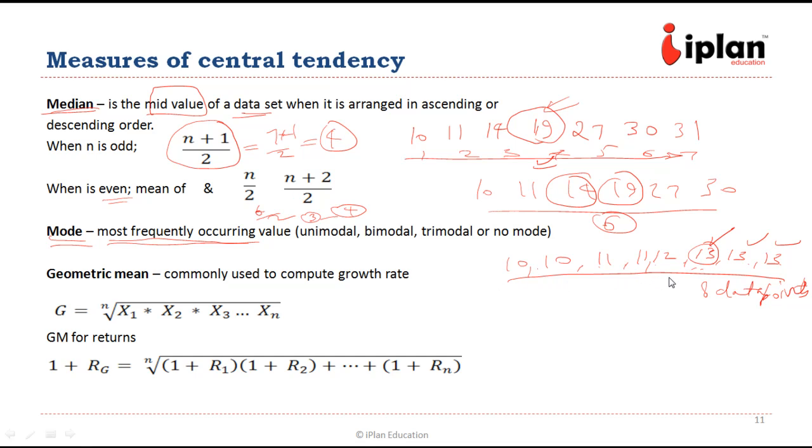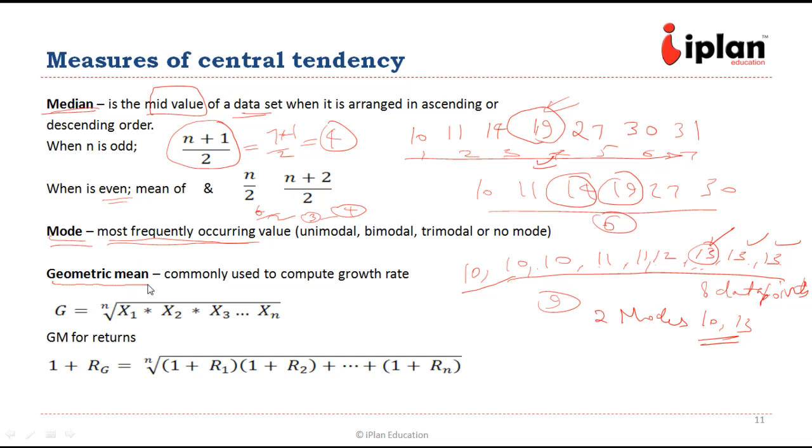The data could be multimodal. For example, unimodal, bimodal or trimodal, depending on the number of modes it has. For example, if instead of 8 data points, we have 9 data points and there's one more value 10, then we have 2 modes, 10 and 13, and we can have 3 modes or any number of modes in the data.